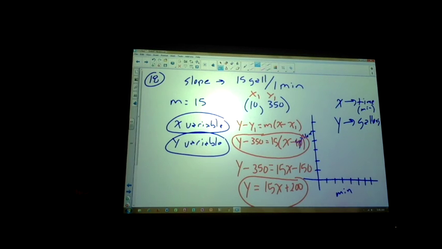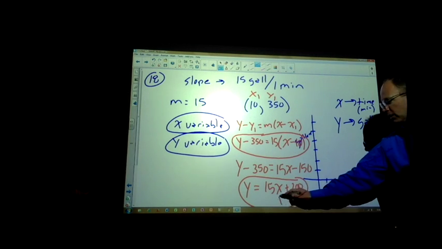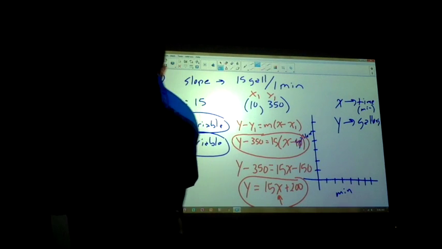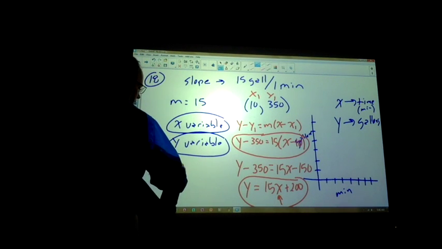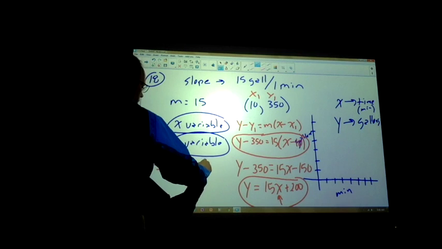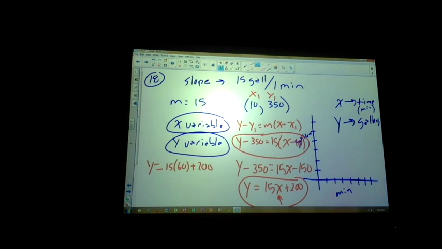How much water will be in the pool after 60 minutes? What variable is minutes? X or Y? X. Okay, so I'm going to plug 60 into there. So I'm going to get Y equals 15 times 60 plus 200. I don't know what that is. Help me out. 1100 total. So after you add your water on for 60 minutes, which is 1 hour, your pool now has 1,100 gallons in it.